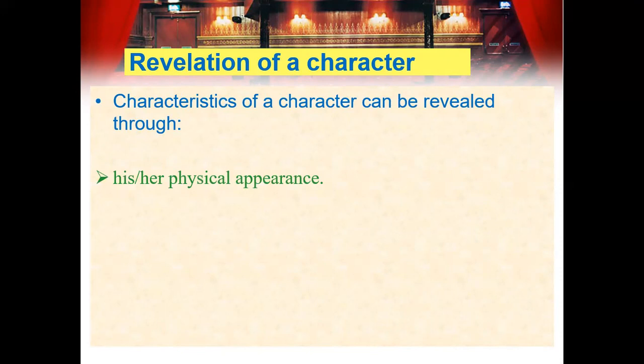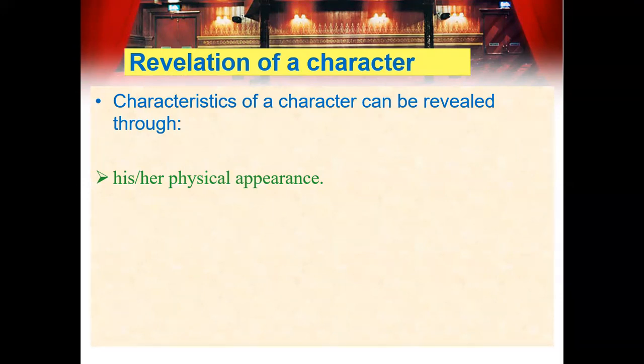If he or she, for example, is wearing the suit or clothes of a king or queen, we can recognize that this is from a high or noble class. If the character is wearing very bad or old clothes, we can decide that this man, he or she, is from a low class. So by the physical appearance, we can know what kind of character we have on the stage. This is the first type.